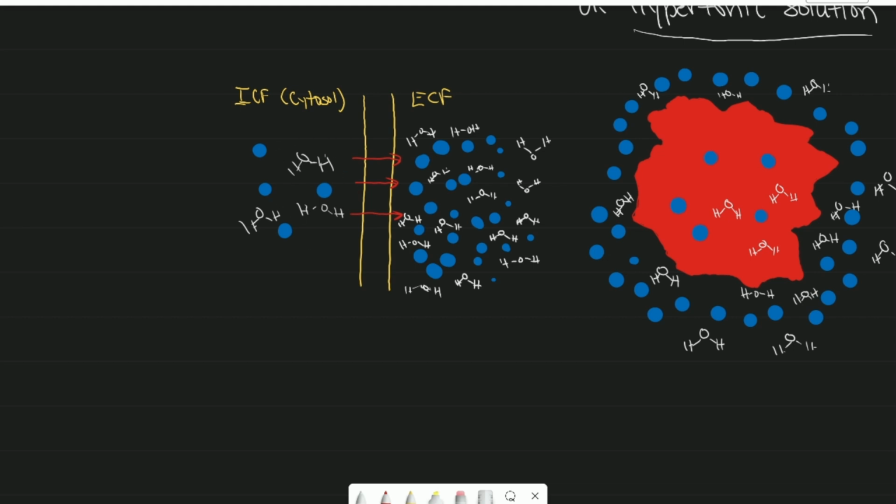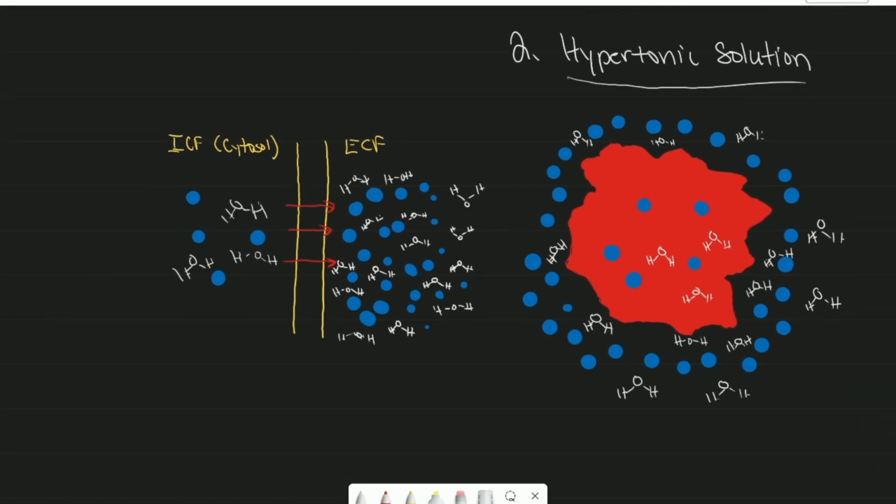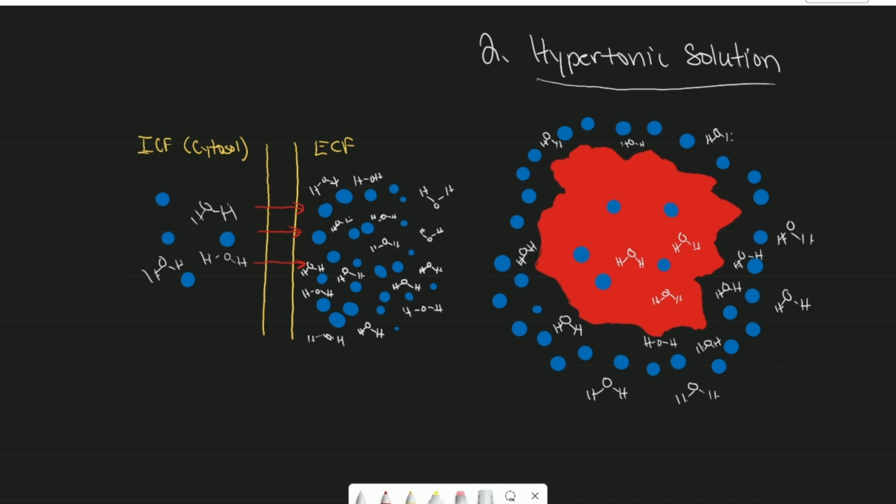So these water molecules are diffusing across this semi-permeable membrane, which would be that cell membrane, to that higher concentration of solutes. So this would be a hypertonic solution, which would be causing the cells to shrink.